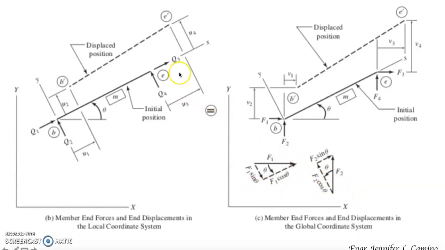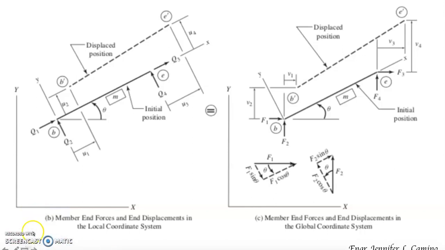Similar procedure for Q sub 3, so this will also be equal to Q sub 3 is equal to F sub 3 cosine theta plus F sub 4 sine theta. And for Q sub 4, that is equal to negative F sub 3 sine theta plus F sub 4 cosine theta. So we just derived the equations for transforming the global coordinate system to the local coordinate system.